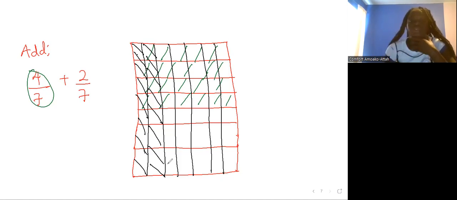So how do you get the answer? First, you count the total number of divisions that we have in all. How many divisions do we have in all? 1, 2, 3, 4, 5, 6, 7. 1, 2, 3, 4, 5, 6, 7. So meaning we have 49. Great. So we have 49 divisions in all. 7 by 7 is 49.